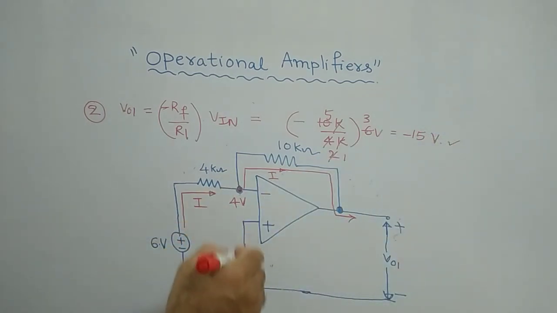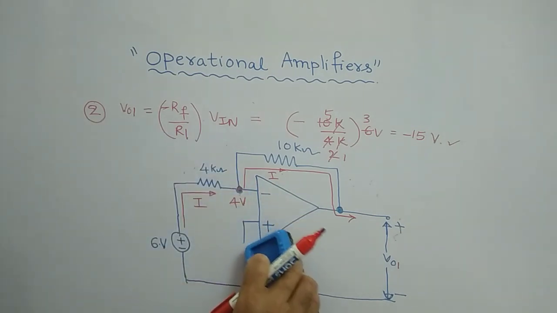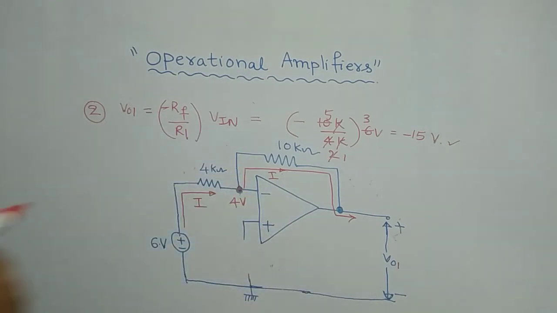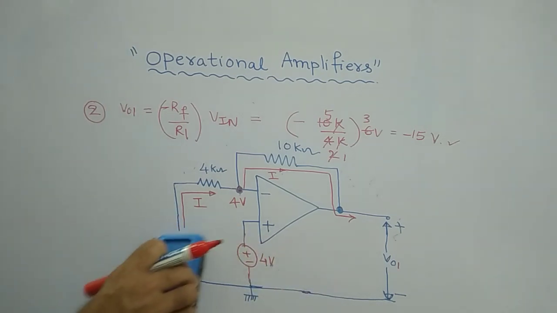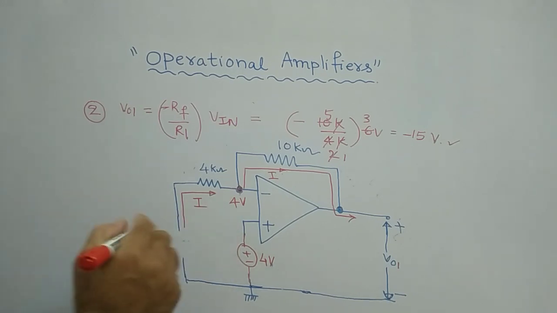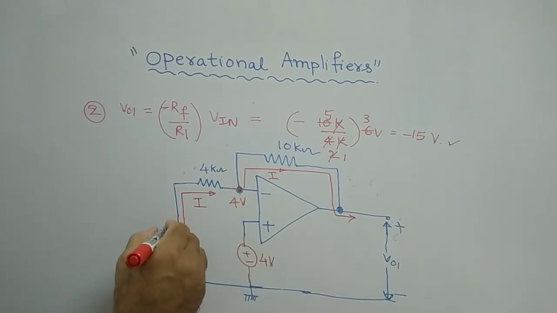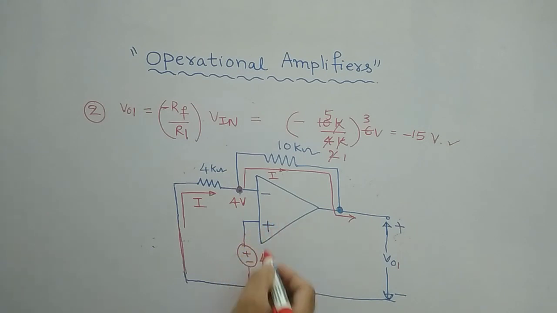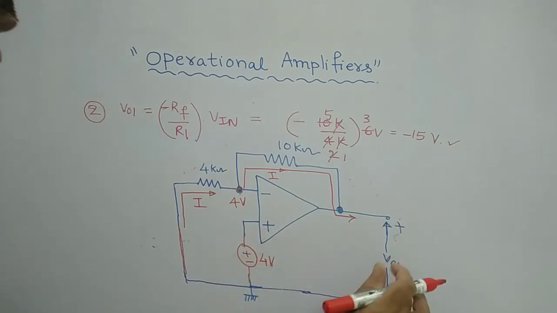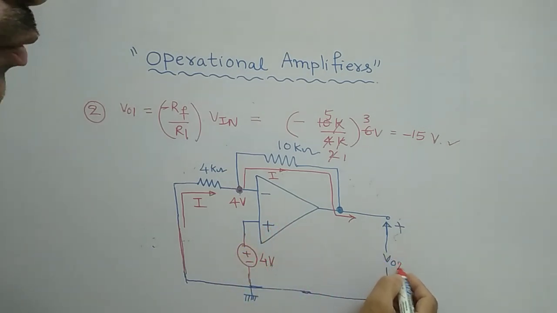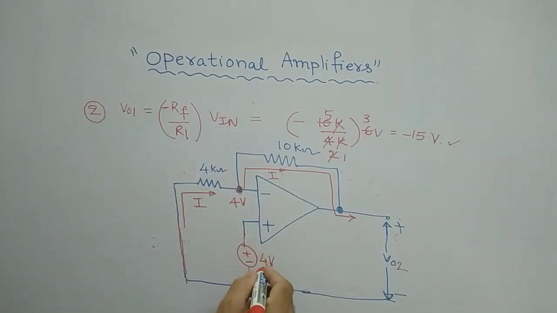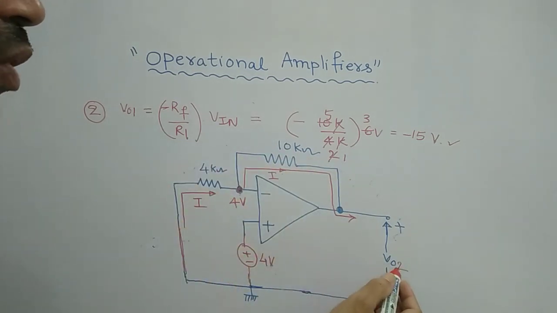Now, consider the 4 volts. Now you can connect here a 4 volt source. Then you make this one 0; consider this one is 0. You make this one ground. Therefore, assume that with respect to 4 volts, your output voltage is some V02, let us say. With respect to 4 volts, the output is V02.